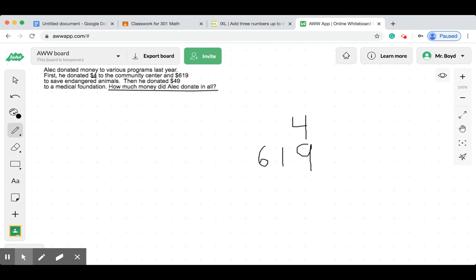And I also know that he donated $49 to a medical foundation. So I'll line up my 4 because that's a 40 with my tens, and I'll line up my 9 with my ones. And again, we know because it's asking for an all, we are going to add.